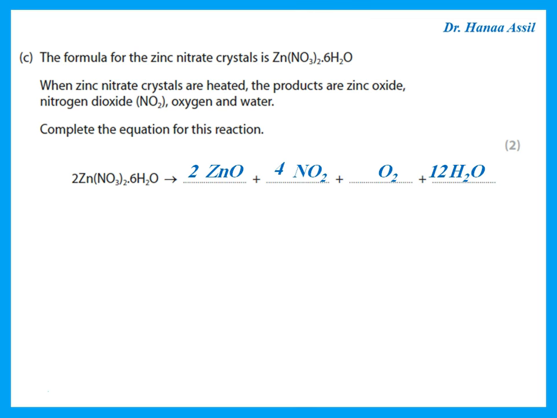What about after the arrow? I have 2 in the ZnO, plus 8, that's 10, plus 2, that's 12, plus another 12, that is 24. Please pay attention to this kind of balance.